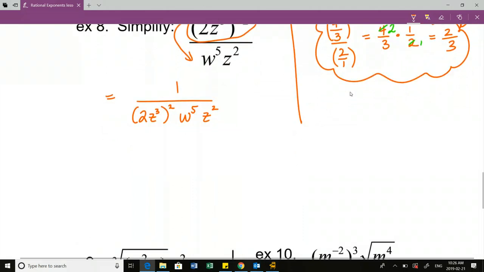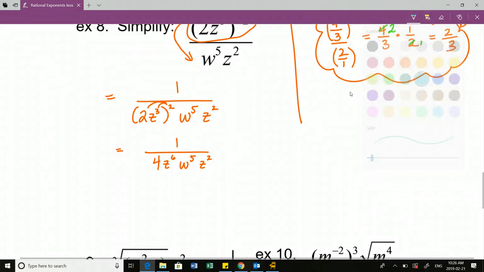Okay, remember again that the squared applies to both things here. So I'm doing 2 squared and also z cubed squared. And anytime I have a power of a power, I am multiplying the exponents. Oops. So I'm not getting z to the 5, I'm getting z to the 6, doing 3 times 2. Okay, and then my final thing here, that's the last thing that we're going to do. We're just going to simplify these z's.